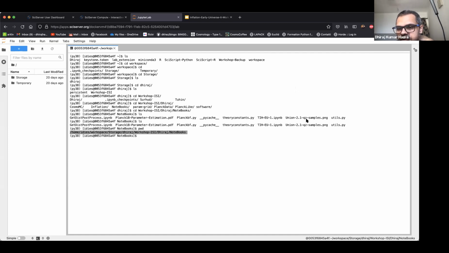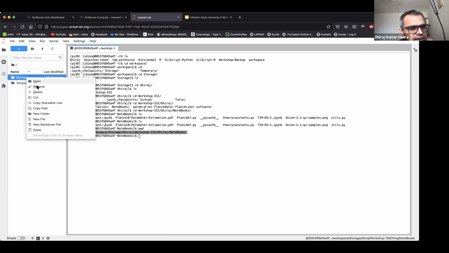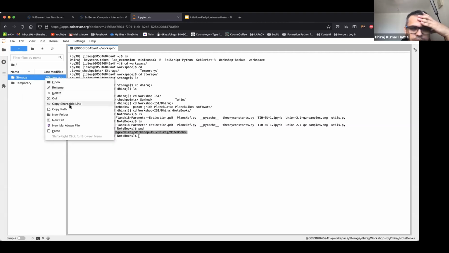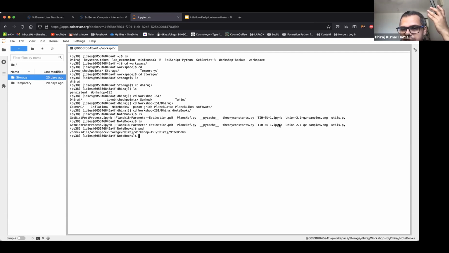We can copy the folder manually too, right? I mean, in a GUI based format. I have not tried that. Let me see. Copy path. You see, the copy path is there. Copy shareable link. Okay. So, well, using the GUI, if you are able to copy, then it is fine. While creating the container, I think we need to include Workshop ISI so that the container can access it.